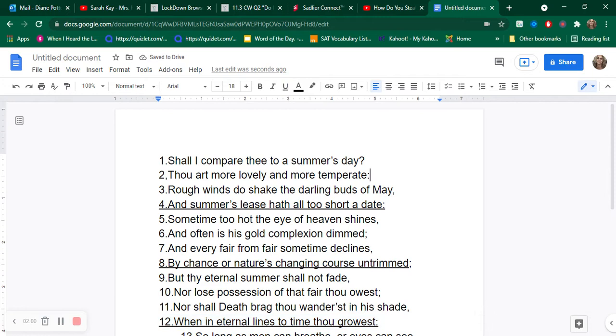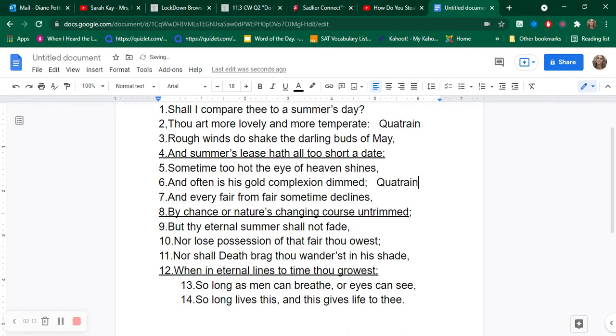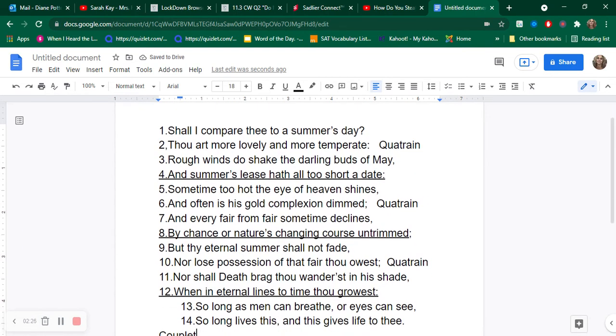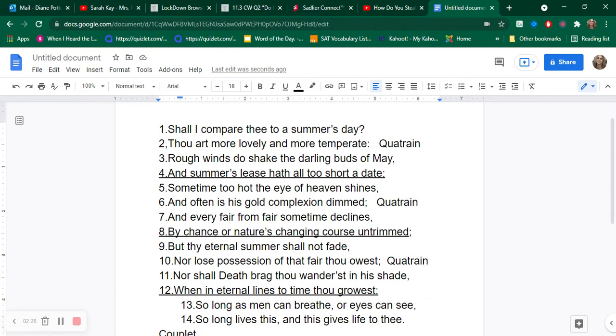I would like you to maybe make a little note for yourself. Quatrain. Space, quatrain. And space, quatrain. And then these 2 at the end are a couplet, a rhyming couplet, because they're 2 rhymes, C and D rhyme also.